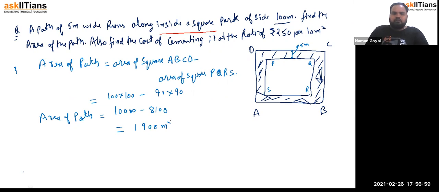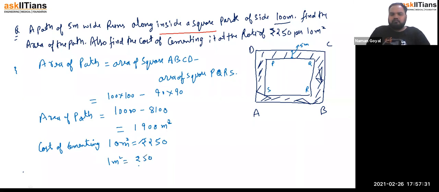1900 meter square. Now the cost for cementing is given, right? So it will be 250 for 10 meter square. So the cost of cementing 10 meter square is rupees 250. So for 1 meter square, it will be 250 upon 10, which is rupees 25, right?